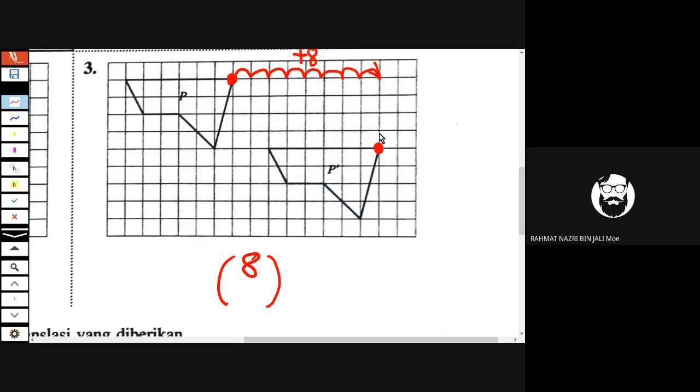Kemudian dia bergerak ke bawah. Ini ke bawah, bukan ke atas. Ke bawah. 1, 2, 3, 4. Bila ke bawah, kita akan dapat negatif. Negatif 4. Jadi tulis di sini negatif 4. Siap. 8, negatif 4.